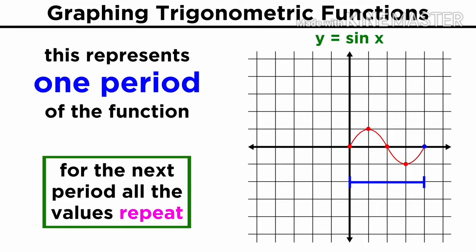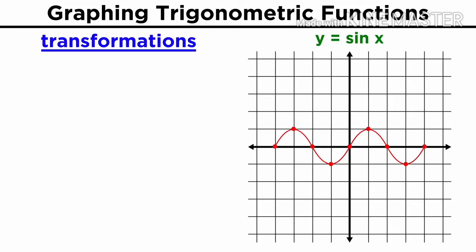Once we get to 2 pi radians, it's the same as being at 0, and when we enter another period of the function, all of the values will repeat. That's what makes this a periodic function. If we graph multiple periods of the function, it looks like this, and we can clearly see its cyclical nature.